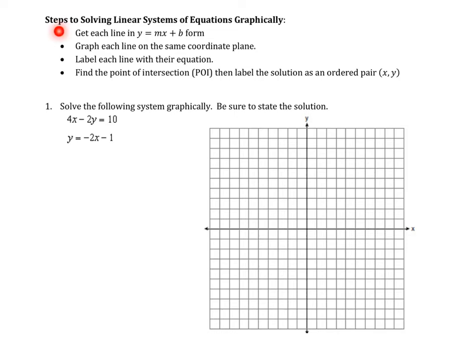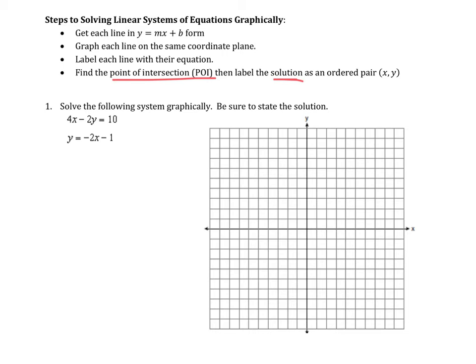Okay, these steps tell us first to get each line into y equals mx plus b form so that I can graph it. Then I'm going to graph each line. Then I'm going to label the line with their equation. And lastly, I'm going to name the point of intersection as the solution. The point of intersection is the solution to my system of equations.